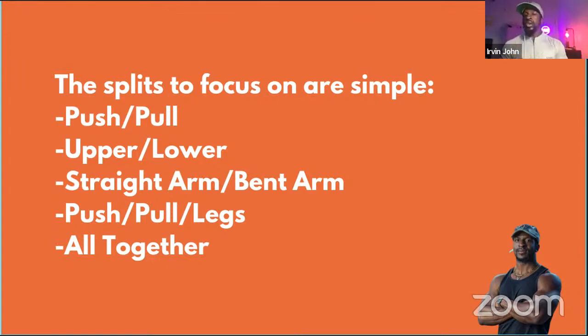Upper and lower. So you might do jump squats with some push-ups or rows or something. So upper and lower, that's another split you can do right there. Straight arm, bent arm. So this is more so coming into advanced movements, but not necessarily exclusive to it. But if you're doing planches, for example, that straight arm strength, doing planches and things like that.